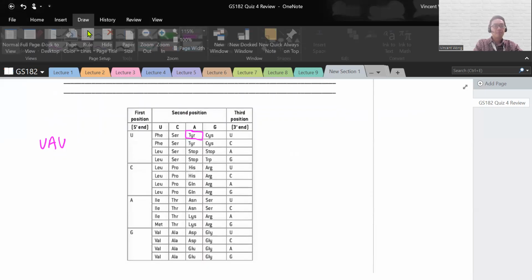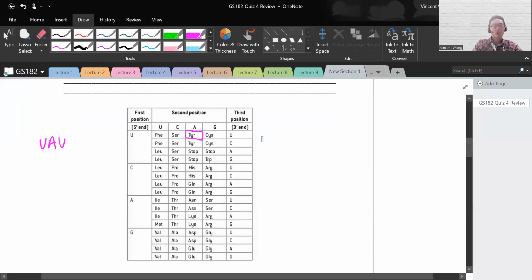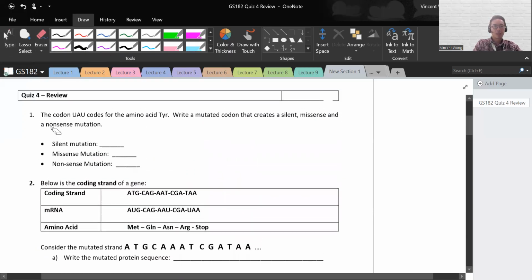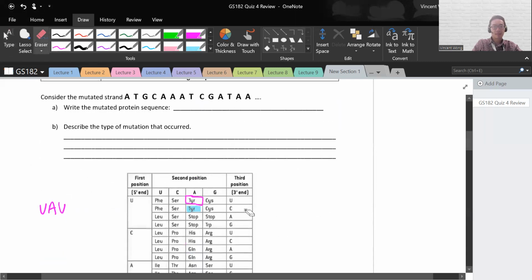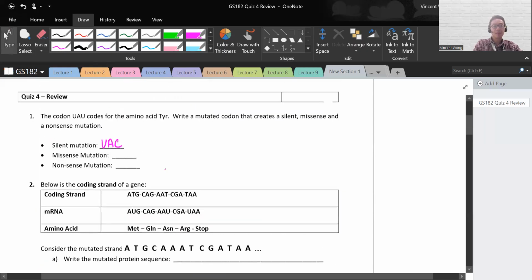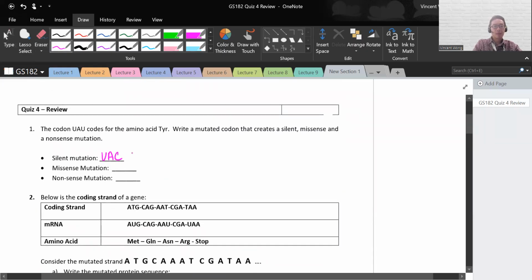If you want to create a silent mutation, you want to choose something that would code for the exact same thing. You can see the codon UAC codes for tyrosine, just like UAU. So that will be the answer for the first question over here. Silent mutation is UAC. You can see UAC, same amino acid, right? The question didn't ask you to write the amino acid for the mutant, but I'm going to put it there just to show you that it is the same.